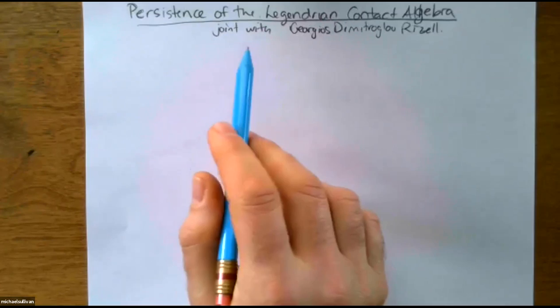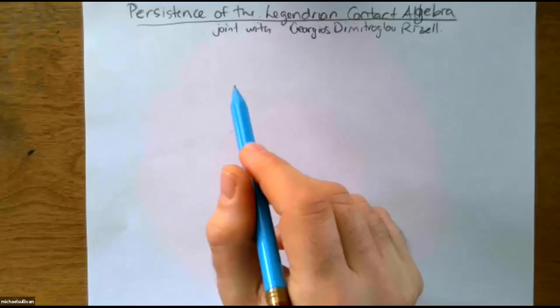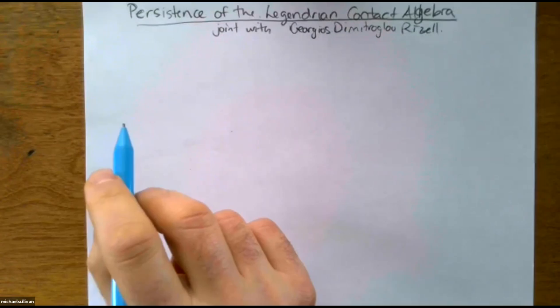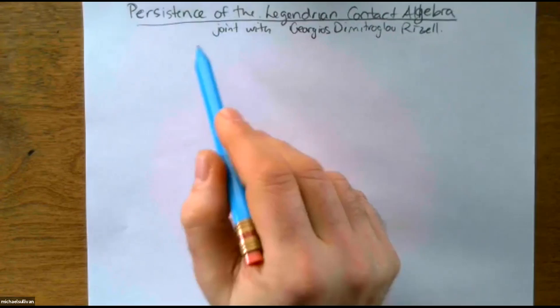So I'm going to talk about sort of rigidity results you can prove for Legendrian submanifolds of contact manifolds using Legendrian contact algebra. And if time permits, I'll mention where this word persistence comes in, because it really only comes in the proof. Okay.